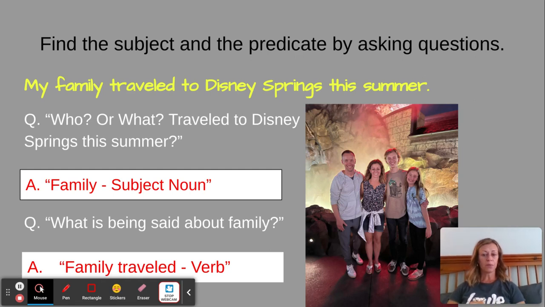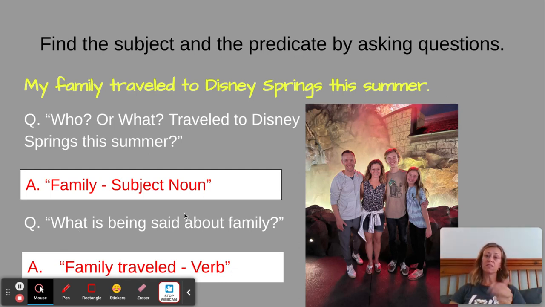I'm going to go to the next slide. And this is just an example of one of these. I'm going to practice it for you. This is my family. We went on a little vacation this summer, and I really like to find the subject and the predicate by asking questions. So I would read the sentence first in yellow that says, my family traveled to Disney Springs this summer. Then I would ask who or what. And since it's people, I would say, who traveled to Disney Springs this summer? And then I would answer my own question. Family, subject noun. Then I would say, what is being said about family? Family traveled. That's what we did, so that's the verb.